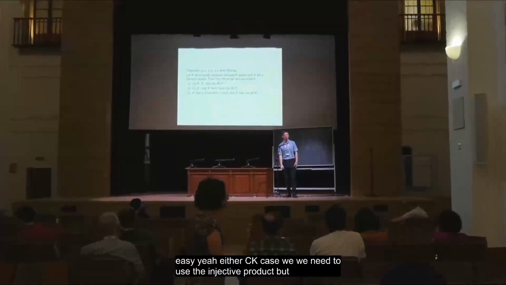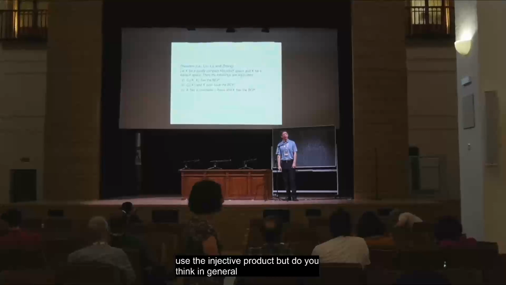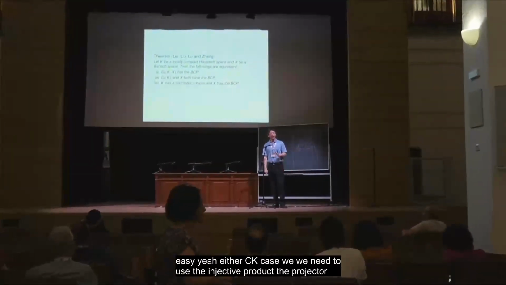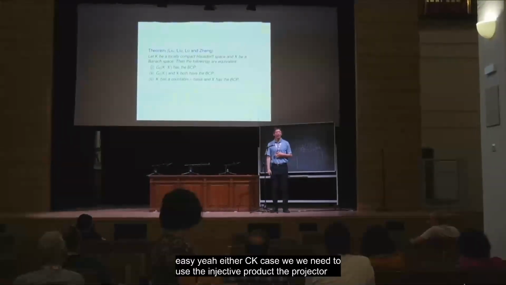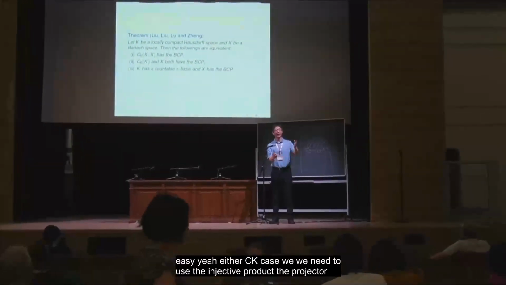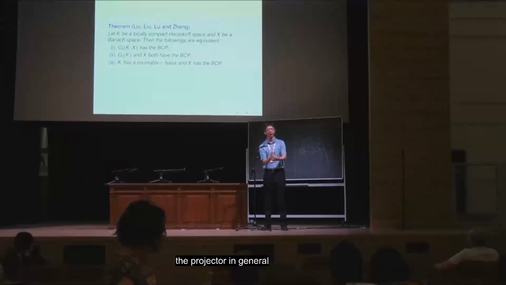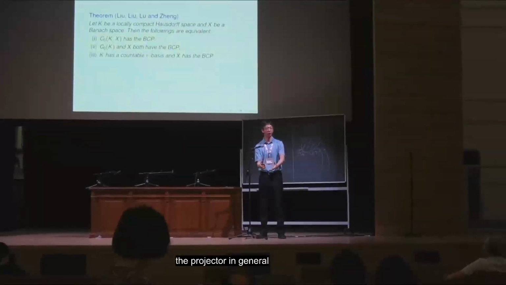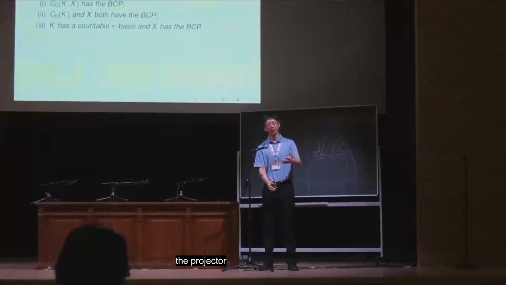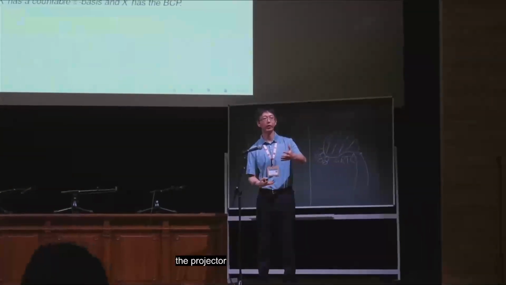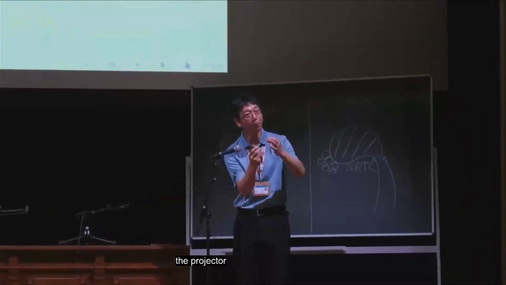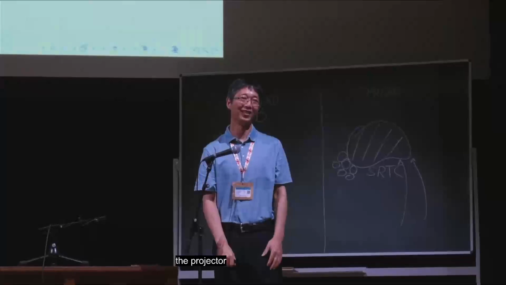But do you think in general the projective or injective tensor product of Banach spaces with BCP has BCP or not? Our guess is that it is difficult, because if you take two arbitrary spaces and take the injective tensor product, that space is huge. It's much larger, so it is very difficult to directly lift the information from the base space to the larger space. Maybe looking at a particular one could work.